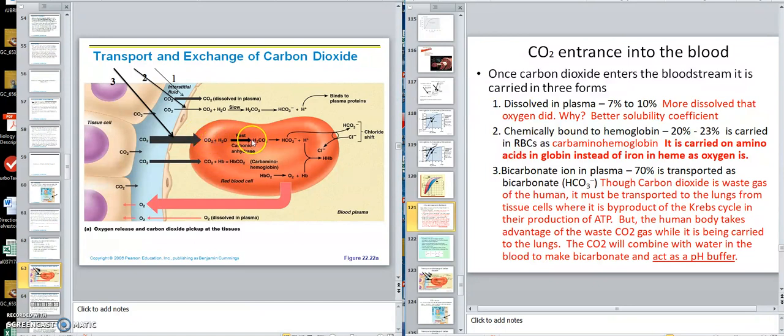Now, let me explain what's going to happen. Inside the red blood cell, genes that have done this make an enzyme called carbonic anhydrase. Carbonic anhydrase is an enzyme that can speed this reaction up a lot more than without the enzyme. You know what enzymes do? Speed up reactions. So this reaction inside the red blood cell occurs. When that occurs, then you form again this carbonic acid. The carbonic acid proves it's an acid.